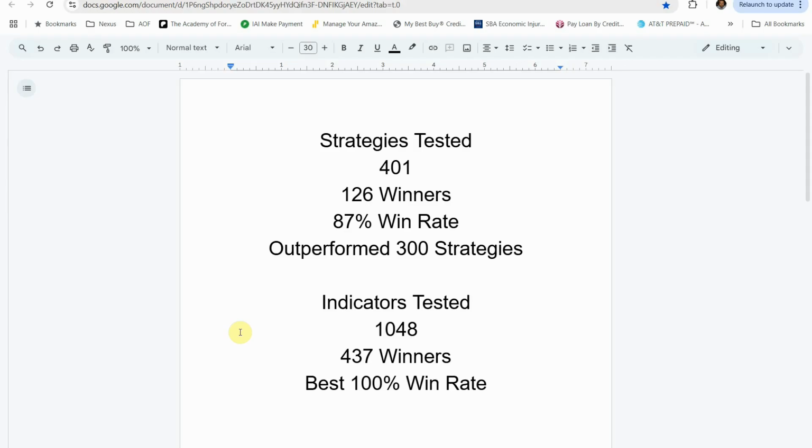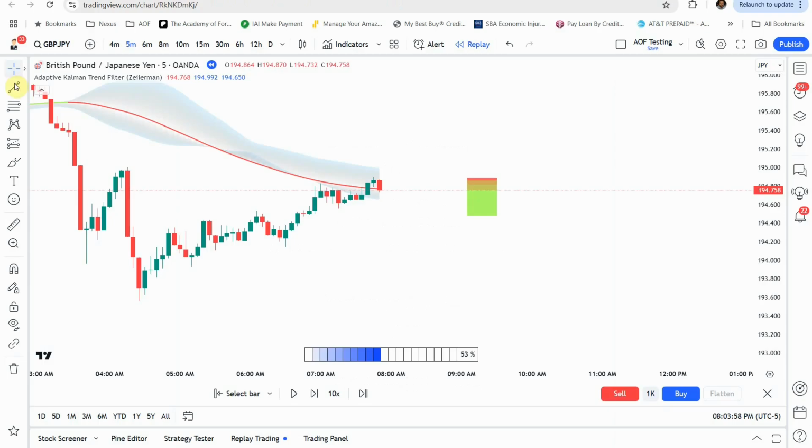And so far, since we've been keeping track, it has outperformed 300 of the other strategies that we have put it up against, every single one so far. We've also tested a total of 1,048 indicators, with 437 of them being winners.